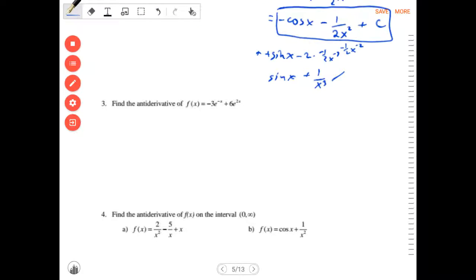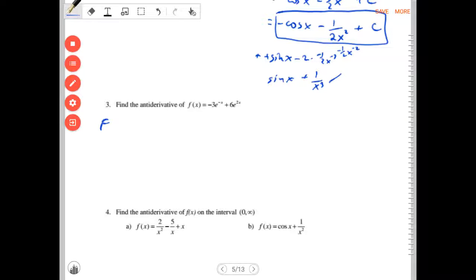Okay, number 3, find the antiderivative of these things with the e to the x's. Now remember, the derivative of e to the x is e to the x, and the integral of e to the x is e to the x plus c. It's going to be the same thing. The only thing we have to worry about is the chain rule part. So capital F of x, this is going to be negative 3 e to the negative x. Now, that would have chain ruled out a negative 1, so we have to multiply by the reciprocal of negative 1. Well, negative 1 is kind of funny because the reciprocal of negative 1 is negative 1.